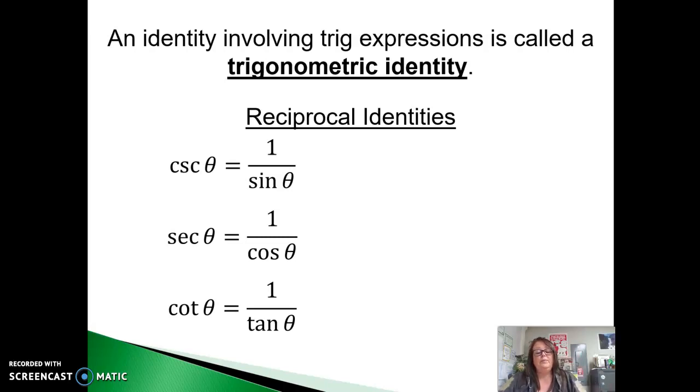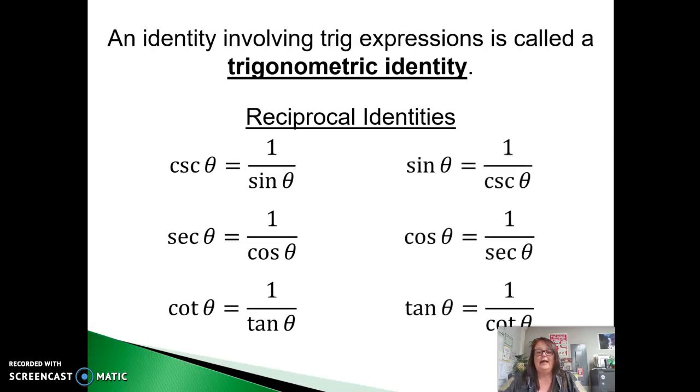And if I take the reciprocal of both sides, then on the right I end up with sine of theta, and on the left I end up with 1 over cosecant of theta. We just flipped it. And that means cosine of theta is the reciprocal of secant, and tangent of theta is the reciprocal of cotangent. Again, I know I'm going through this a little quickly, so if you're trying to copy this down at the same time, I would pause the video along the way to give yourself the time.